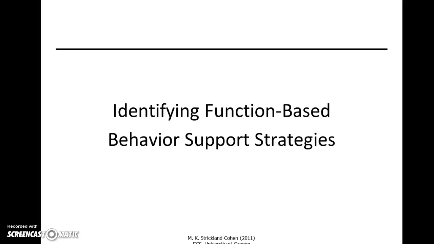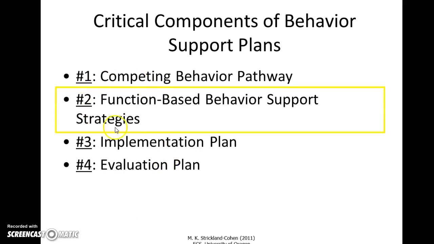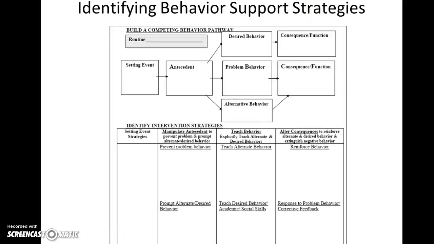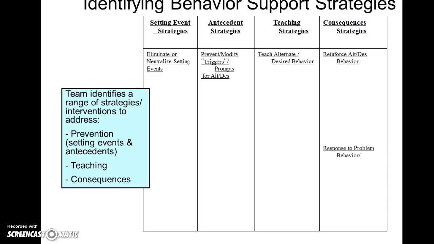Okay, so we want to identify function-based behavior support strategies, which is the second part of the critical components of the BSP. And you can find that right over here, the second part of the first page of the BSP template. In order for the team to identify the different strategies or interventions to address this, they have to have these 3 parts, which is prevention. So to do the prevention, you have to figure out the settings and antecedents. And then you have the teaching. So how do you teach those behaviors? That's the alternate or the desired behavior.